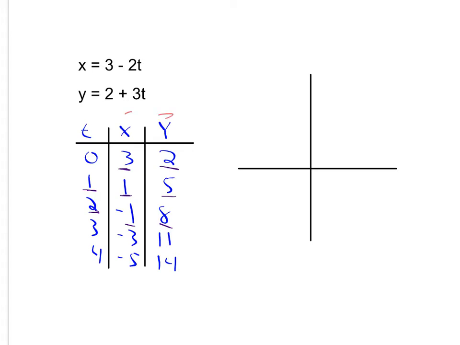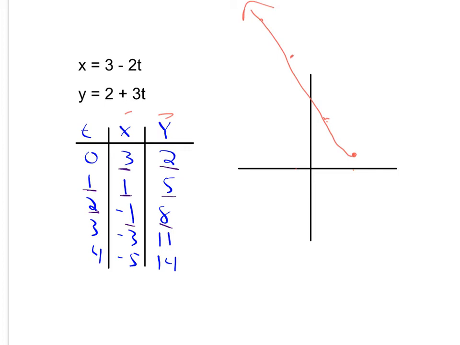I ignore my t's. So my first ordered pair is 3, 2. That's about here. My next ordered pair is 1, 5. That's going to be somewhere up here. My next ordered pair is -1, 8, somewhere up here. My next one is -3, 11, up here. And then I have -5, 14, somewhere up there. It looks like I have a line that goes up like that.